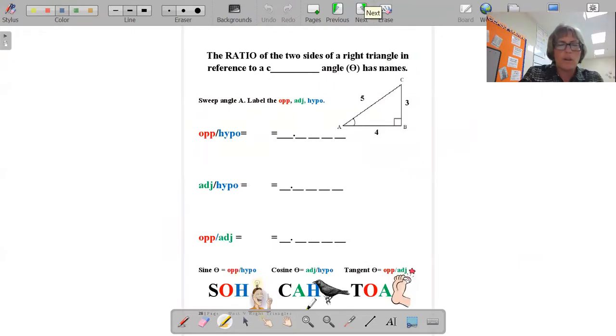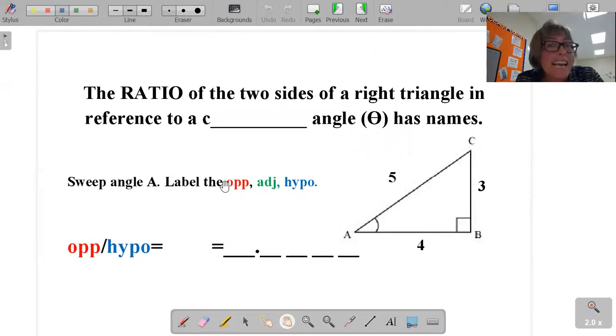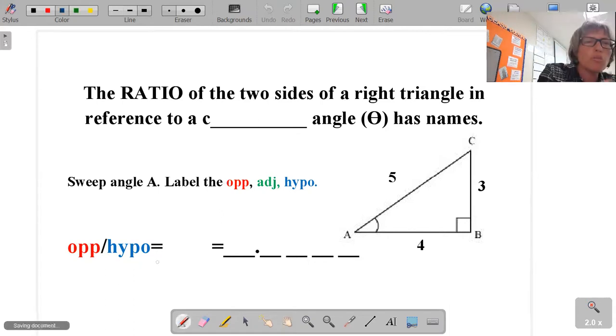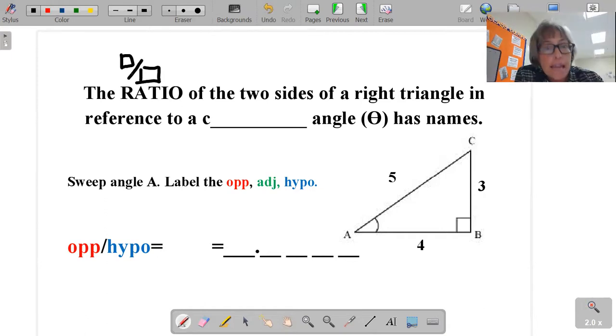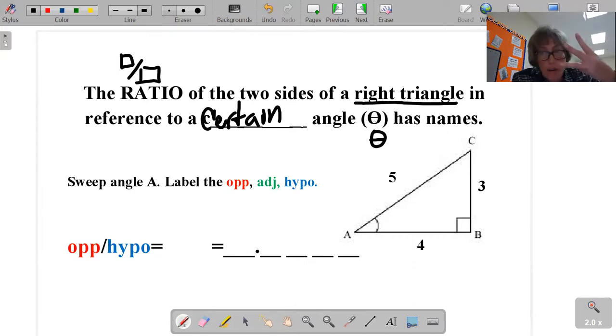Now, what is a trigonometric ratio? It is the ratio. When you see the word ratio, you should automatically think fraction. Fraction, ratio. It is the ratio of two sides of a right triangle in reference to a certain angle. And we'll call that angle theta. And these three ratios have very particular names.